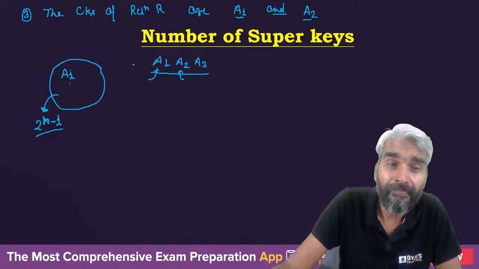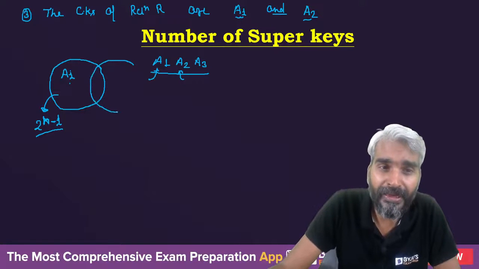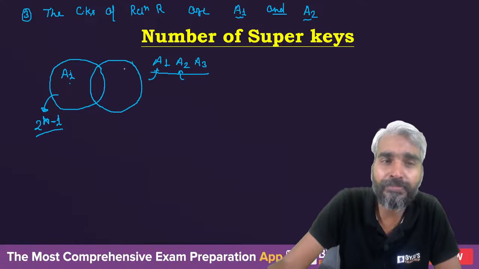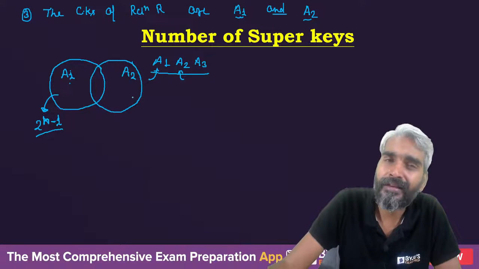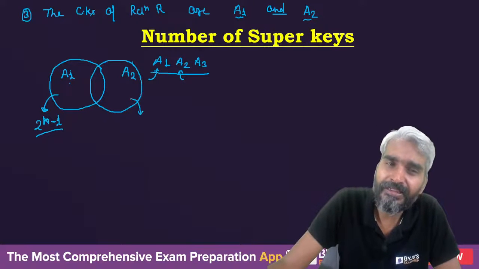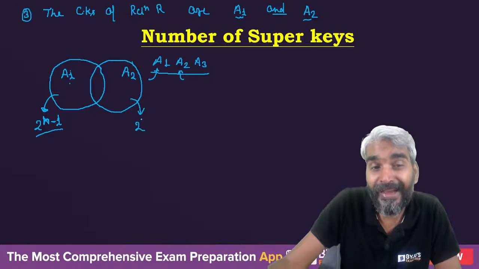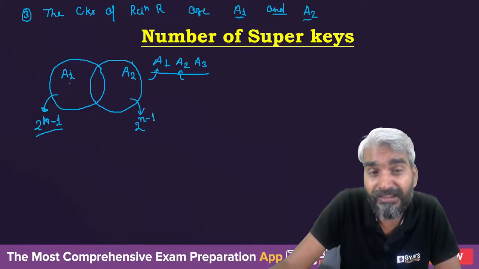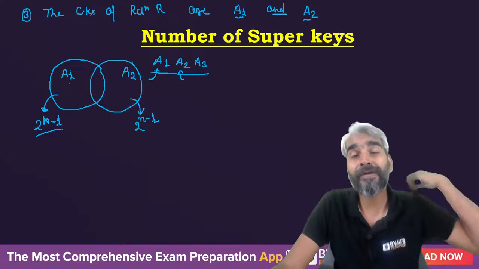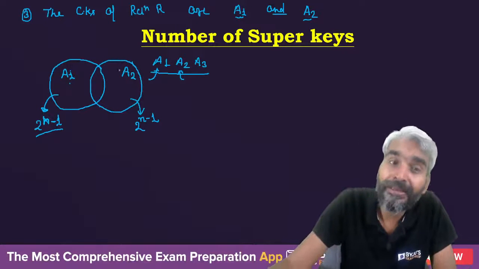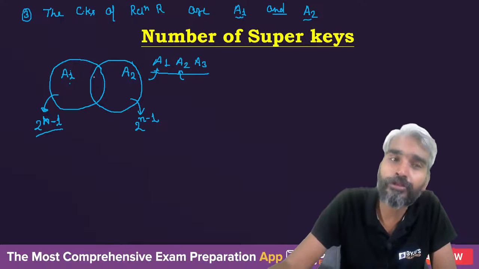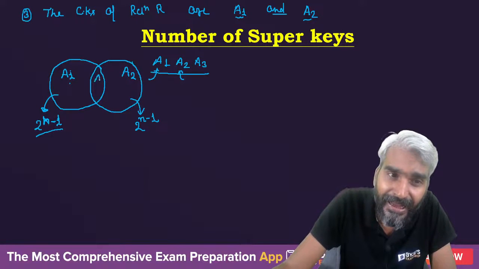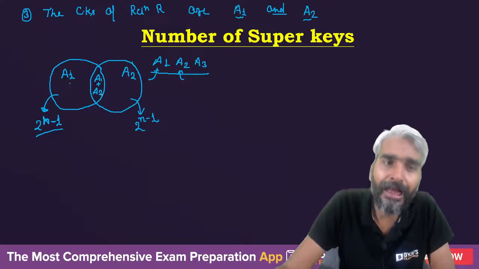Right? Similarly, now if I calculate the number of super keys in which attribute A2 is present, then there will be exactly 2 raised power n minus 1 such super keys in which A2 is present. Out of those 2 raised power n minus 1, there will be some in which A1 is also present. So these are exactly the super keys in which A1 plus A2 both are present.